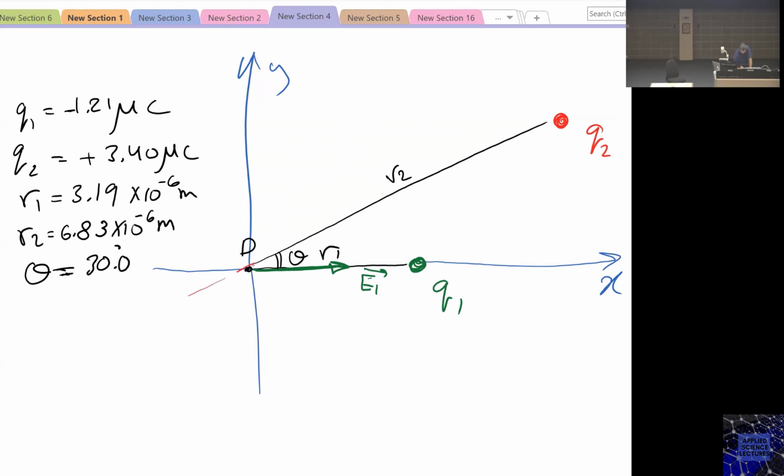I have Q2 as a positive charge, and that's why it will be pointing away. So I will extend this line, and I'll draw E2 this way. So now I need to calculate the magnitude of E1 and E2.